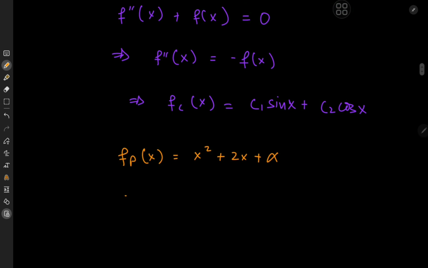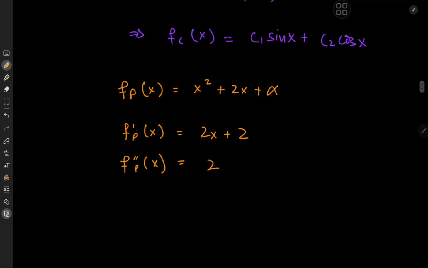If you differentiate this, terribly sorry about that, we get 2x plus 2. And if you differentiate this again, because we have a second order differential equation, then we have 2. Okay, cool. So that means if I have f double prime of x plus f of x, because that's what the left-hand side of my differential equation was, and if I add them, I do indeed get x squared plus 2x plus alpha plus 2.